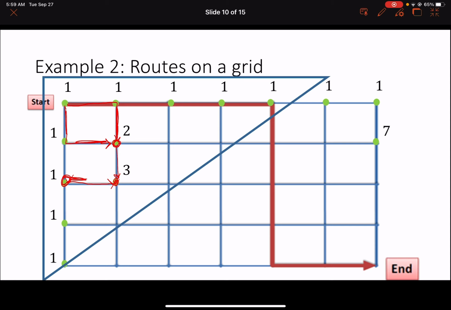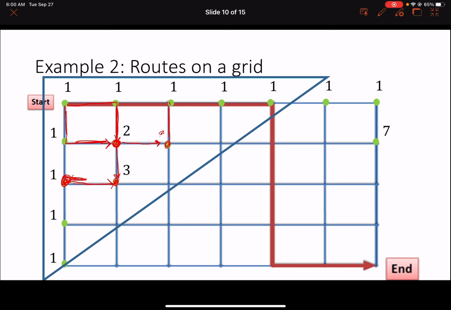I have to add the number of ways there are to get here in the first place, and the number of ways to get here, which is 2, so that's 3. Same thing with this. I can come to this point from here, and there's 2 ways to do that, because I have 2 ways to get to this, and 1 way from here, so that's 3 ways.